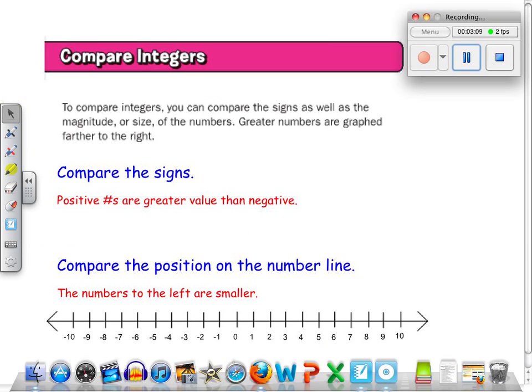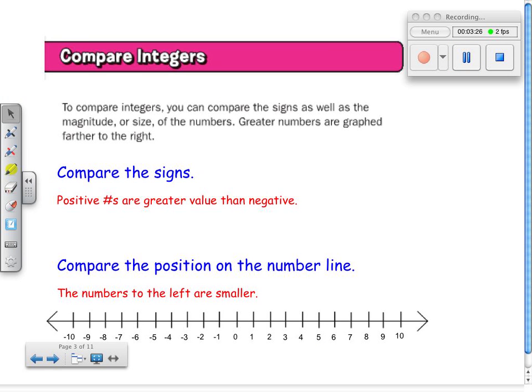I'm going to slide this up a little bit. To compare integers, you can look at the signs and think about how big they are and what those numbers mean. The other thing you can do is look at the number line. If we compare the signs, we think, would I rather have negative 3 or 5? Would I rather have negative $3 or $5? Do you want to owe me money, which is negative 3, you're that much overdrawn in your bank account, or do you want to have $5 in your piggy bank? Well, $5 is greater in value than negative 3.